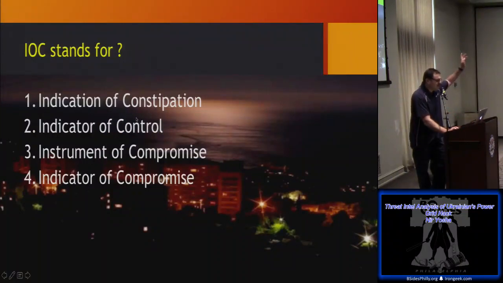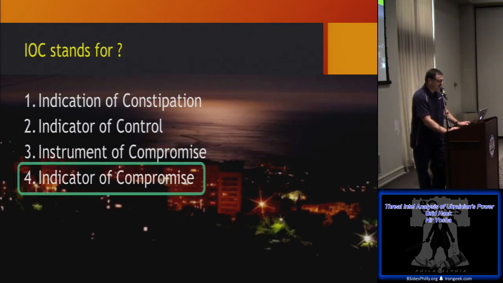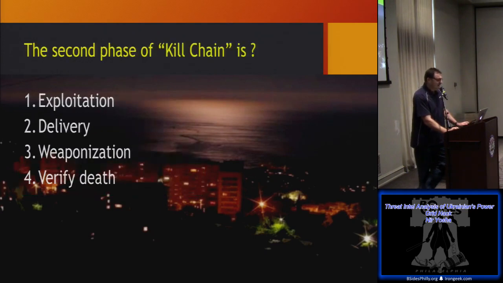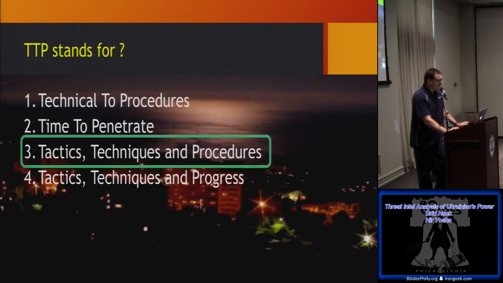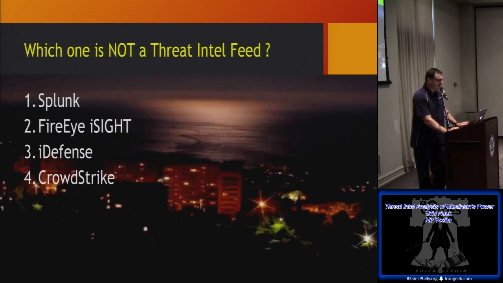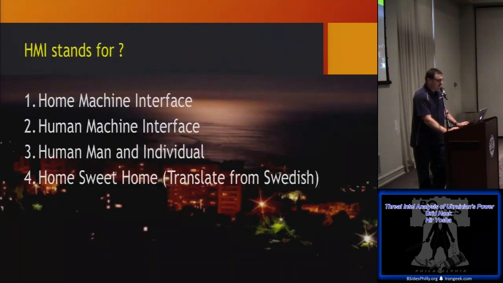Little quiz. What does IOC stand for? One, two, three, or four? Indicators of compromise. We're going to run it fast. Kill chain. Which one is the second phase of the kill chain? Anyone? Weaponization. TTP stands for? Techniques, exactly. Tactics, techniques, and procedures. Which one is not a threat intel feed? That's kind of hard, but Splunk, we'll speak about that. And last question, HMI stands for, sorry?